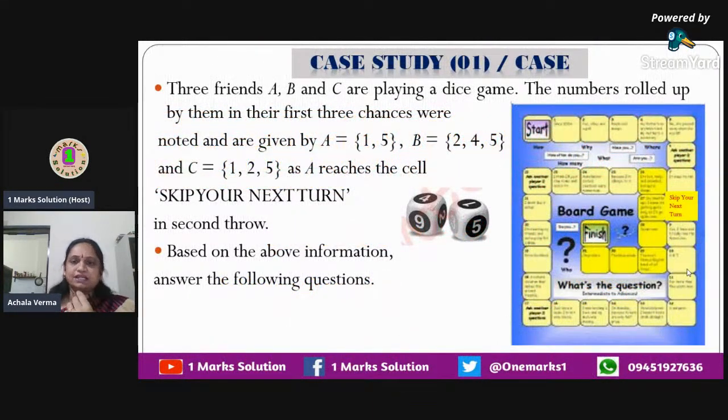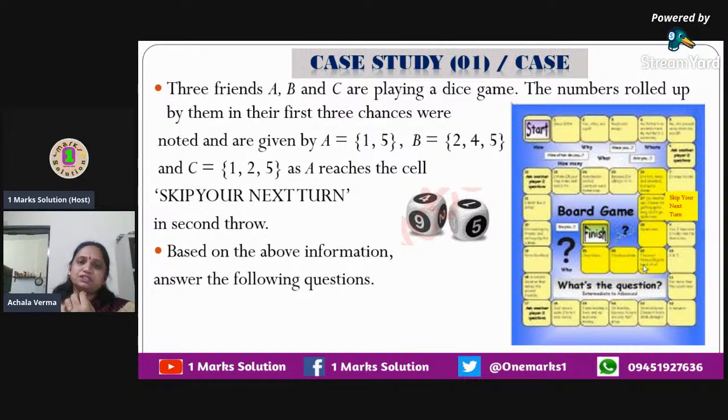Now, we move to case study 1. The question goes like this. 3 friends, A, B, and C, are playing a dice game. The numbers rolled by them in their first 3 chances were noted as here. A gets 1 and 5, B gets 2, 4, and 5, and C gets 1, 2, and 5. Now, as A reaches the cell, skip your next turn in the second throw. So that means after the second throw, A cannot go for the third throw because A has to skip that turn. Now, based on this information, we need to answer the questions.